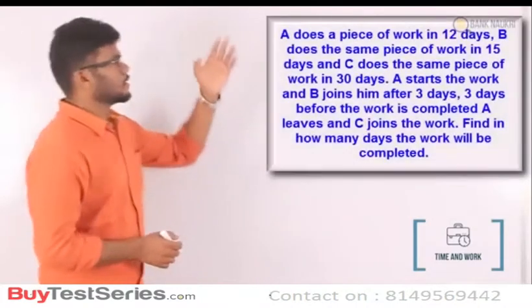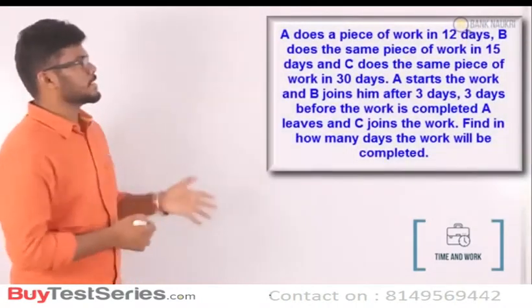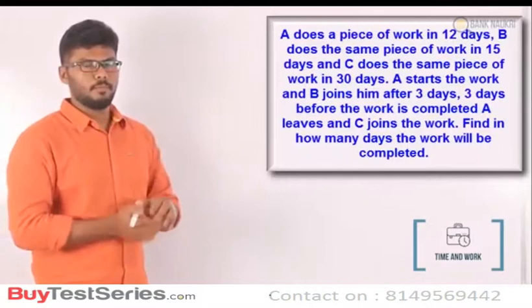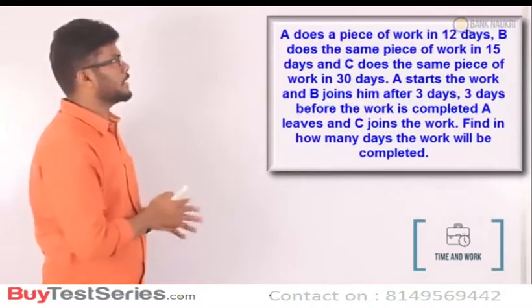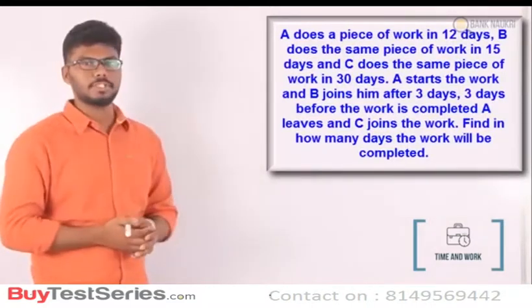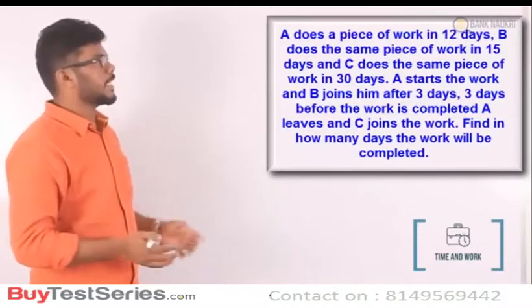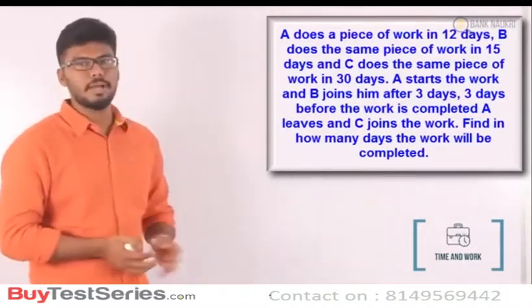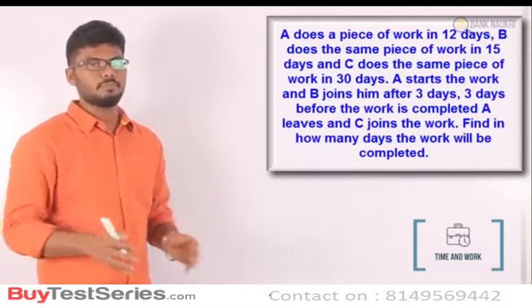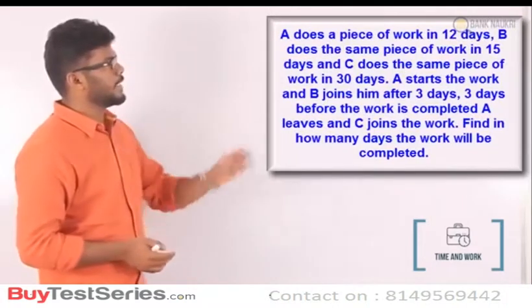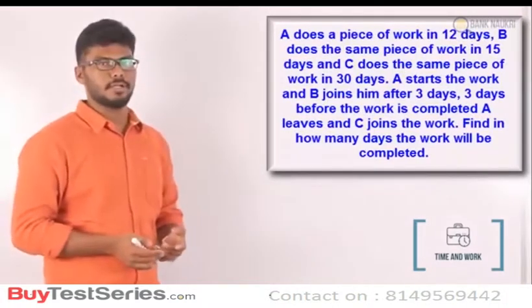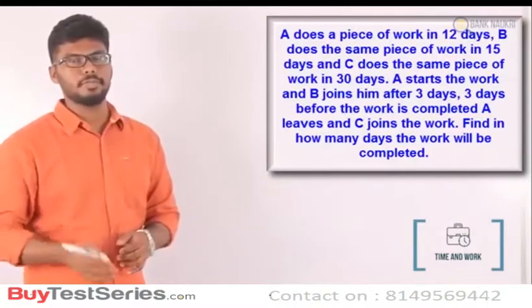Now let's solve one more problem using conventional method. The question goes like this. A does a piece of work in 12 days, B does the same piece of work in 15 days, and C does the same piece of work in 30 days. A starts the work and B joins him after 3 days. 3 days before the work is completed, A leaves and C joins the work. Find in how many days the work will be completed.